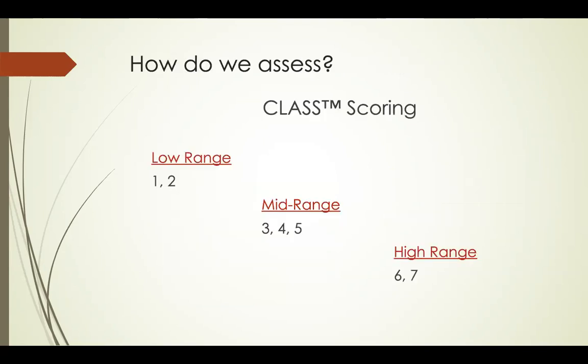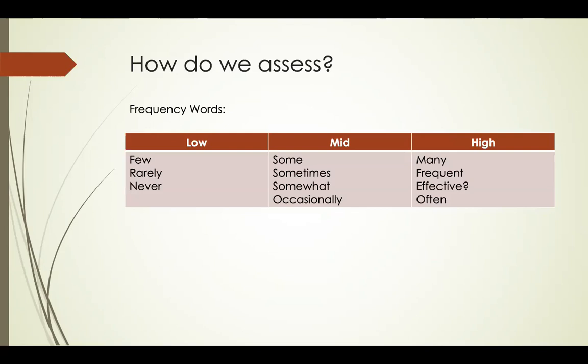domains. So the scoring, you don't need to worry about these too much, but essentially it is a 1 through 7 scale. And we refer to them as low range, mid range, and high range, the 1 to 2, low, etc., as you can see here. And what we're really looking for is, how much do these behaviors happen in a classroom? Is the teacher sitting on the floor with the children? Is that happening all the time, sometimes, or frequently?